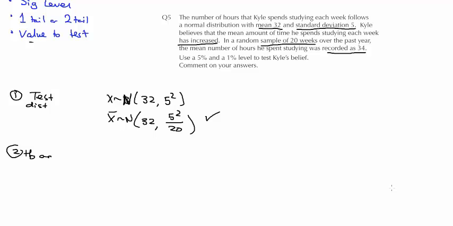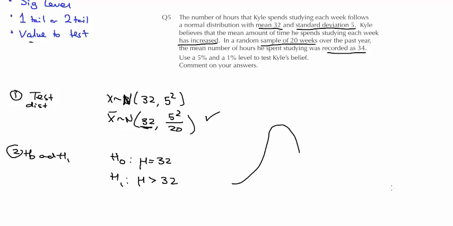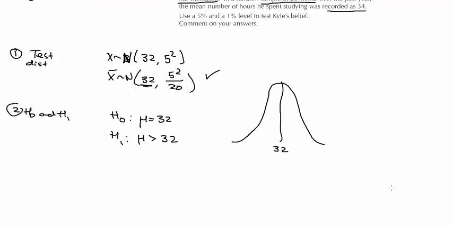2, let's put H0 and H1. H0 is always what we're testing against, so we're saying that the mean is 32. But what we're testing here, because it's a one-tail, is whether it's increased. So we're saying it's increased. If we look at our distribution right now, we know that's 32, and we're just looking at whether it has increased. Just setup info, by the way, here's your second mark.